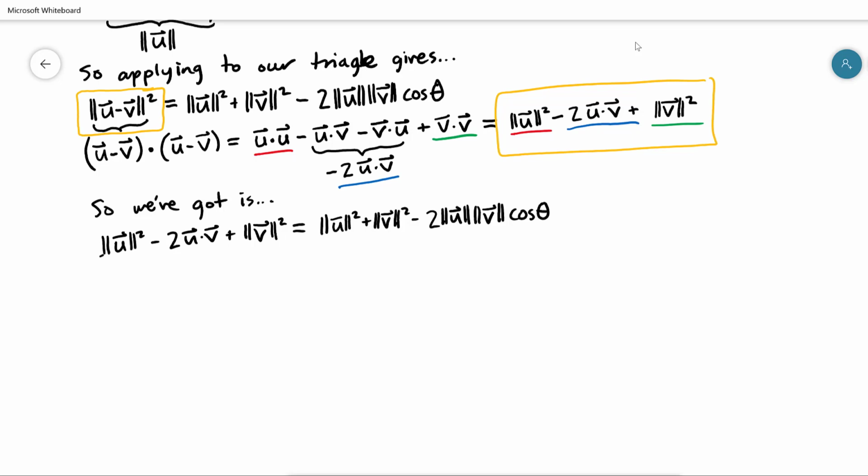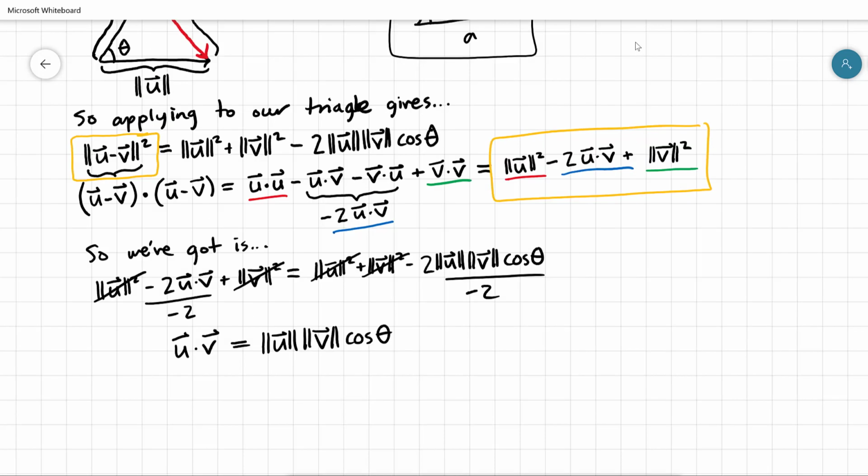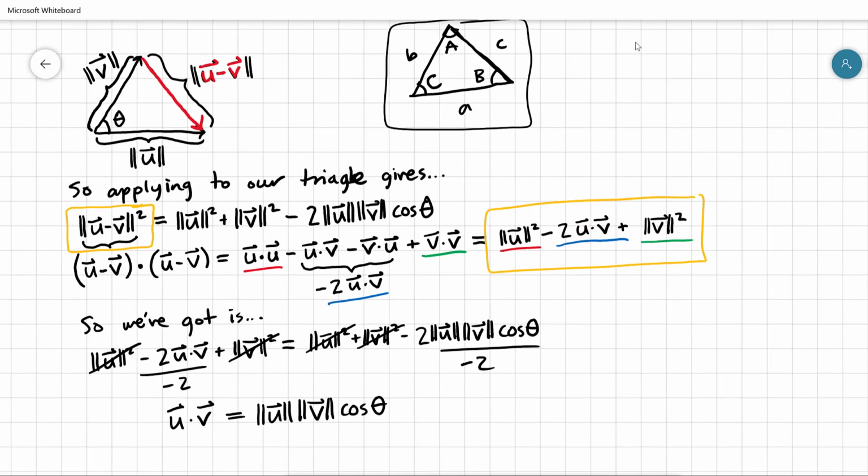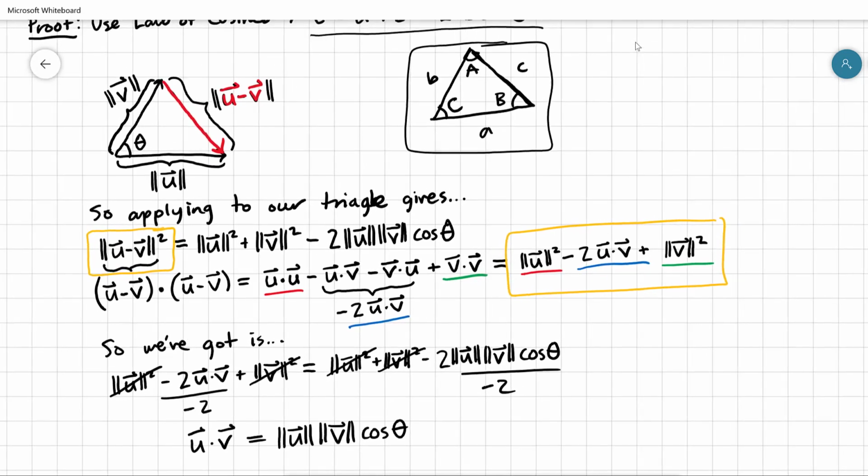And we will cancel any common terms that show up on both sides. I will divide by -2 on both sides, and what we wind up with is on this side we'll be left with u dotted with v, and on the other side it's equal to, those -2's cancel, and we get magnitude of u, magnitude of v, cosine of theta. So basically we just set up a triangle and solved it using the law of cosines in this particular case.